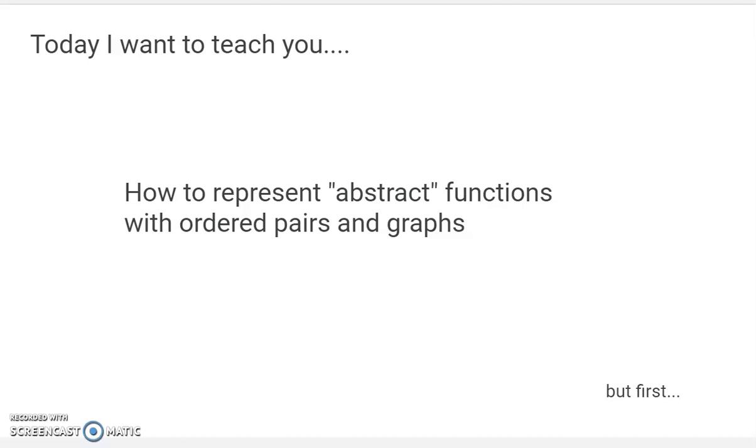Okay, squad, we're taking a big leap forward today into the land of the abstract. Today, I want to teach you how to represent abstract functions with ordered pairs and graphs. Make this the title on your next page in your math notebook. When you've done that, mark that page, close it up, clear those distractions, maximize that brain power, and here we go.